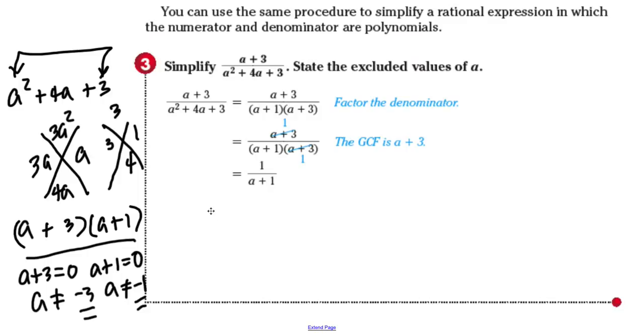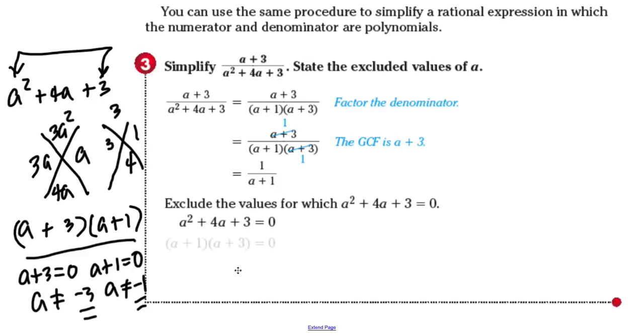Okay? The excluded values, as we talked about, would be negative 1 and negative 3. Okay? So therefore, a cannot equal negative 1 or negative 3. Again, you need to find the excluded values before you simplify your rational expression. Okay, let's take a look at example number 4.